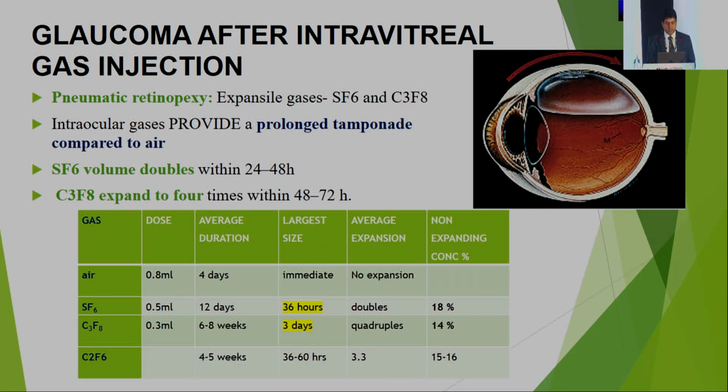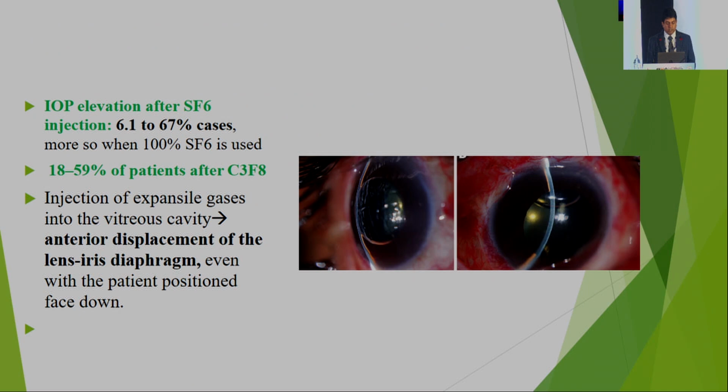The last thing is glaucoma after intravitreal gas injection. In pneumatic retinopexy, the gases commonly used are SF6 and C3F8. They provide a prolonged tamponade compared to air, which is injected in some cases at the end of vitrectomy. What you should remember here is the doubling time of these gases. These are expansile gases. The SF6 volume you inject usually doubles by around 48 hours, and C3F8 increases up to 4 times in size by around 72 hours. This is the time when most of these patients present with increased risk of glaucoma.